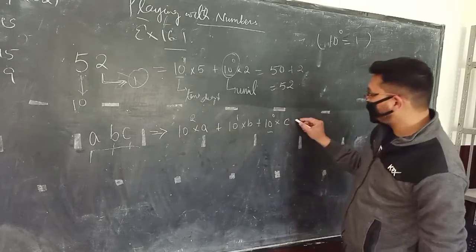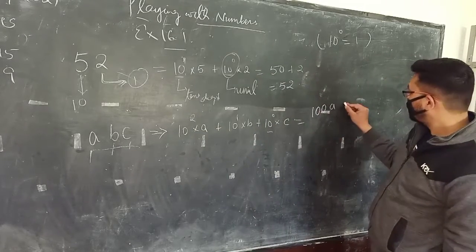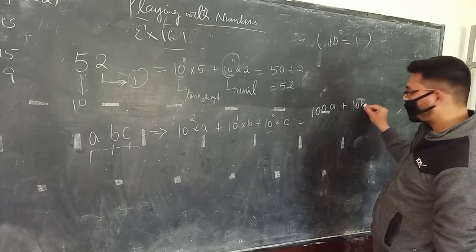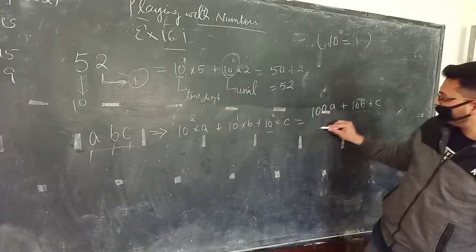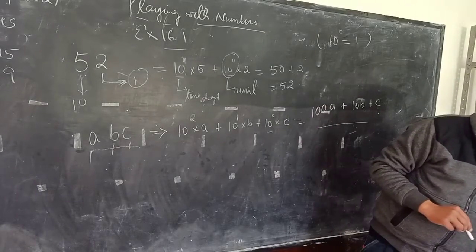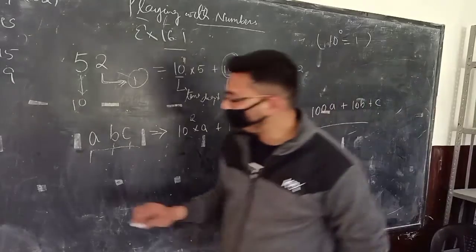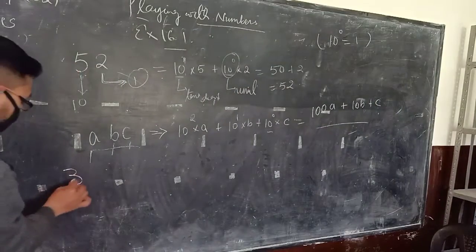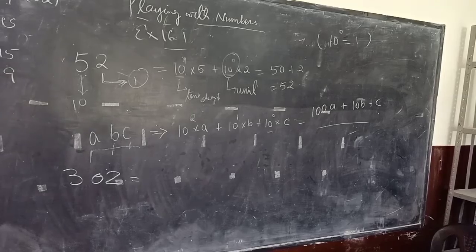So can I write it like this? 100A plus 10B plus C, right? So this can be written like this. Any doubt? Okay. Now take another example. How to write 302? How to write 302 in this form?